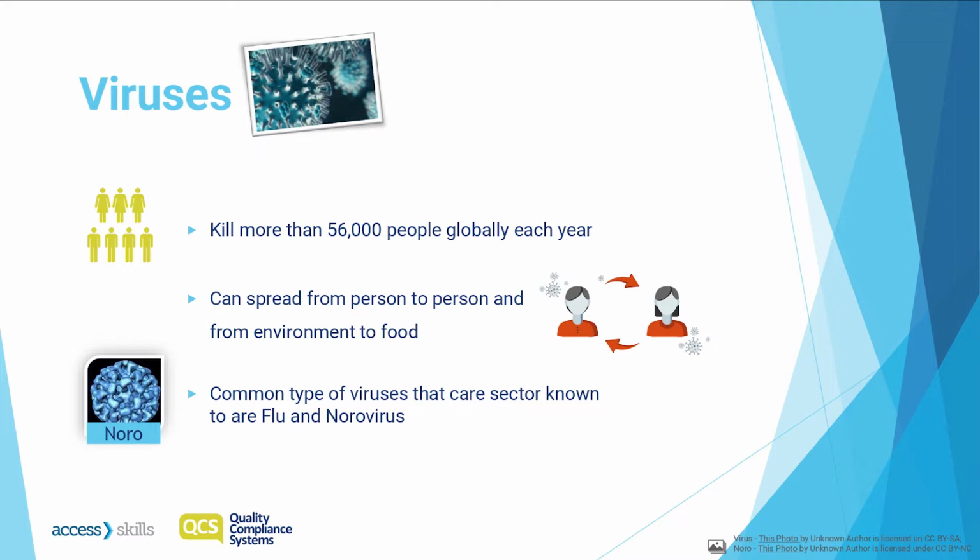Viruses. Most of you will know viruses better than you think. It is estimated that the flu kills 56,000 people globally each year, and this is rising on a yearly basis. Viruses can survive on the surfaces and in food, but need a living cell to multiply. They can spread from person to person and from environment to food. Two that we are very familiar with in the care sector are the flu and norovirus. They are the biggest causes of winter pressure on the NHS, along with the two bacterial infections previously discussed, and now we face a bigger threat from COVID-19.